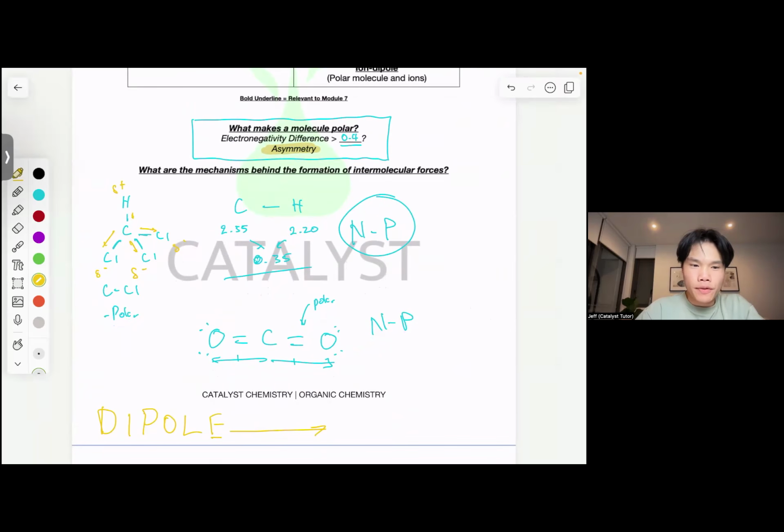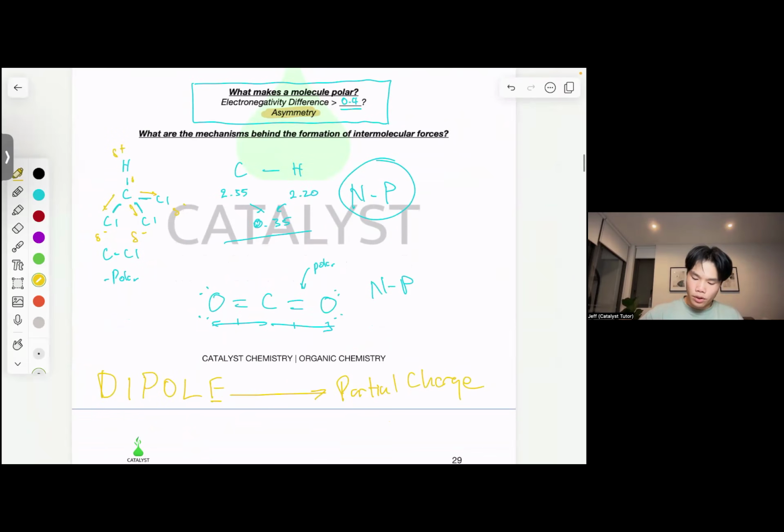So what is a dipole? We don't really have a working definition yet. Dipole means something with a partial charge, and we often represent them with the delta plus, delta minus. We have to understand that a dipole is not a complete charge.